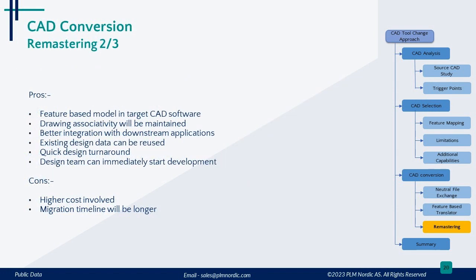Moving on to the next slide, we will see pros and cons for remastering CAD conversion. The pros are: feature-based model will be available in target CAD software. Drawing associativity will be maintained. Better integration with downstream applications and reduced engineering cycle time. Existing design data can be reused to create new designs. Quick design turnaround, increasing efficiency. Design team can immediately start development. And cons are: increased expenses. The migration process will take time.